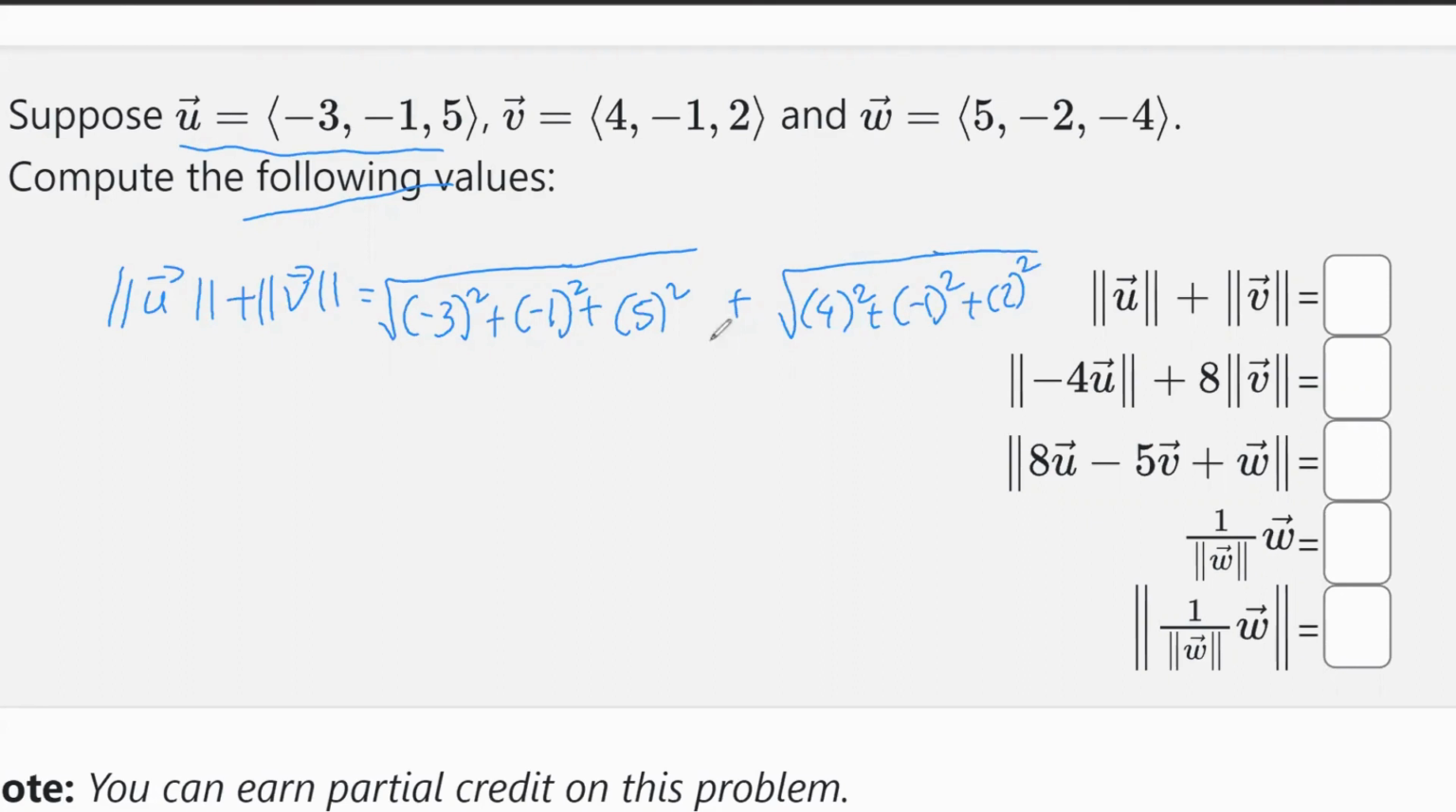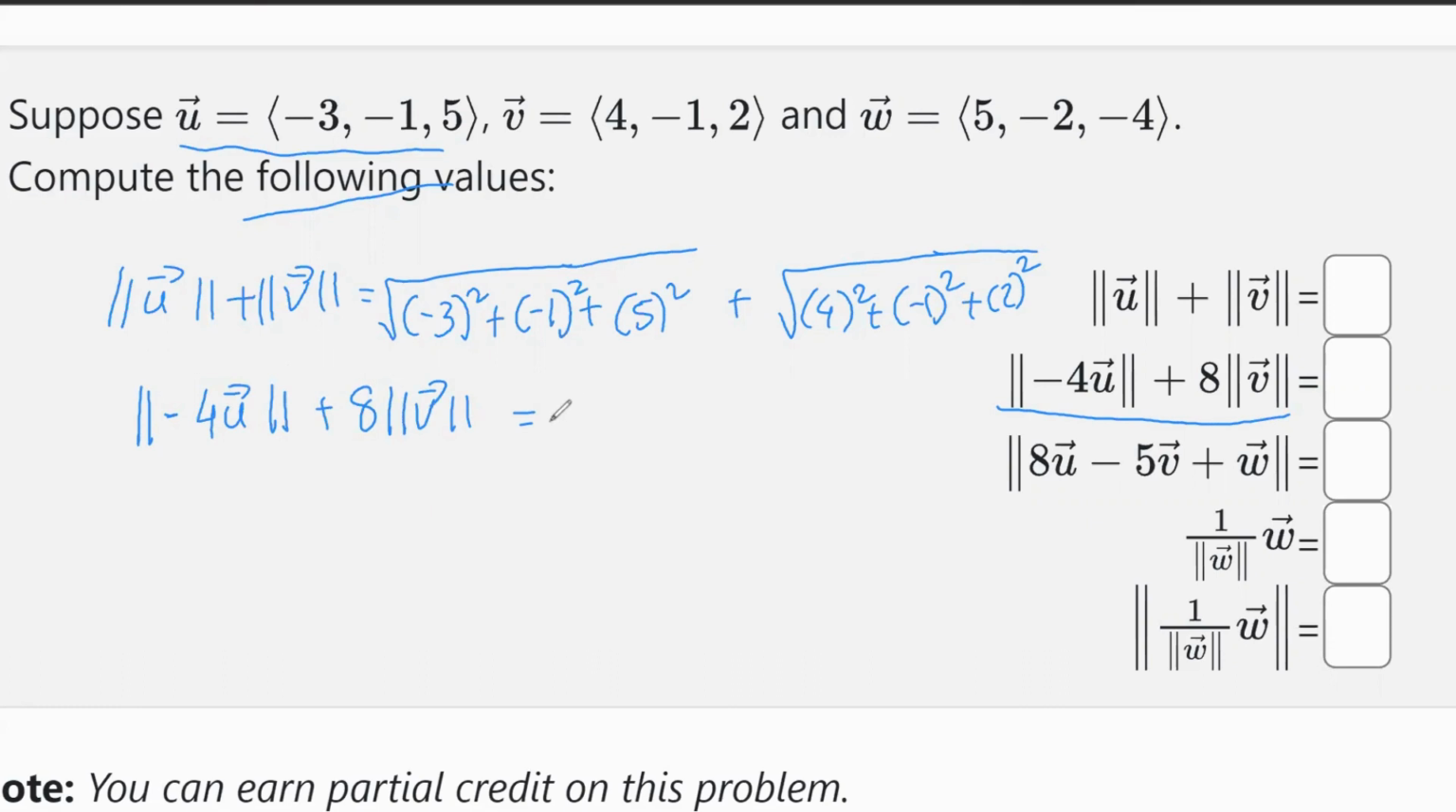I'm just giving you the steps for how to do it. I'm not going to write the answer. I want you guys to check it by yourself. And then for this one, what we're going to do is -4u plus 8v. So how do I do this?